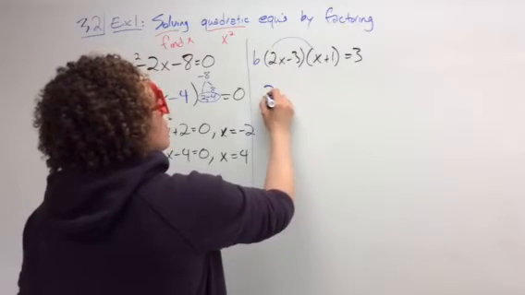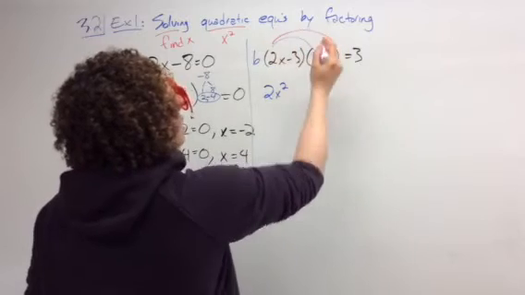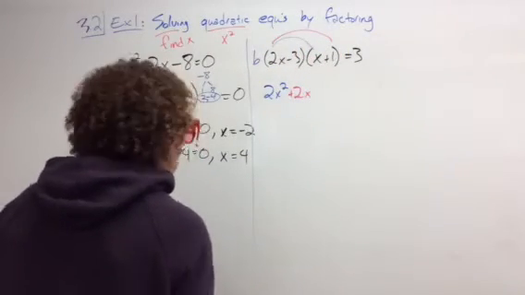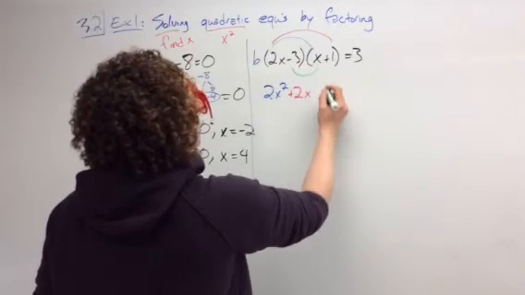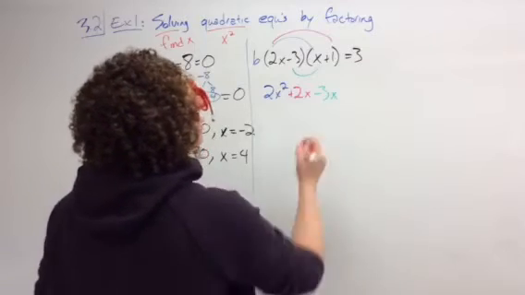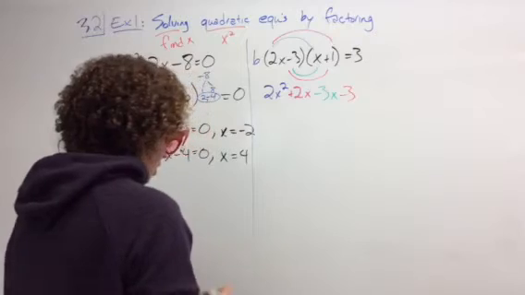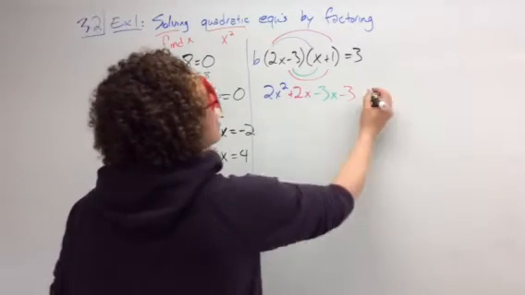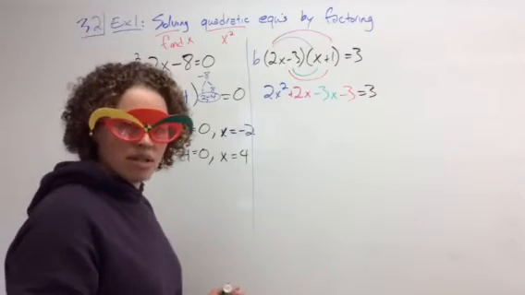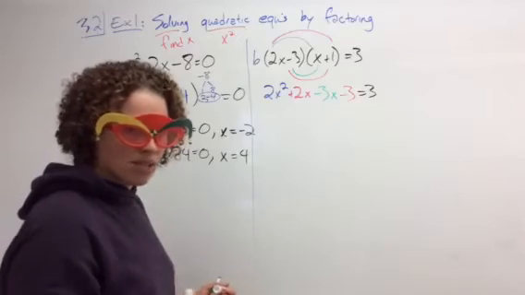2x times x gives me 2x squared. Outside, 2x times 1 equals 2x. Inside, -3 times x gives me -3x. And last, -3 times 1 gives me -3. Now that's all equal to 3. What if I made it equal to 0? And then I could simplify the term, factor it, and be done. That's what we're going to do.